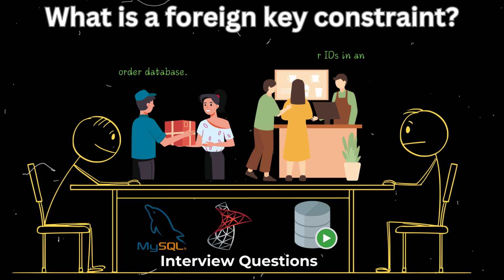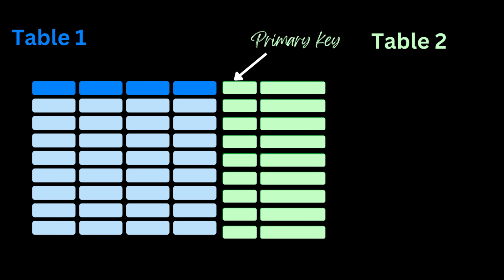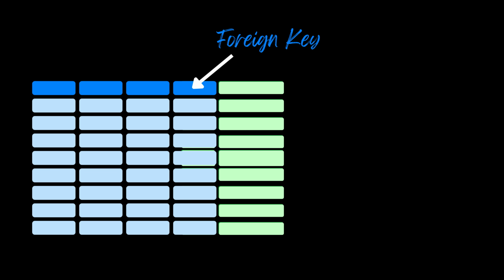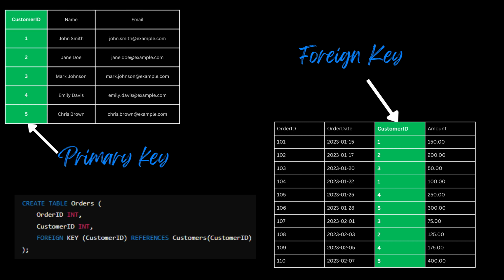What is a foreign key constraint? A foreign key constraint links two tables together. It ensures that the value in one table matches values in another table. In an online store, each order might reference a customer. The customer ID in the orders table is a foreign key that links each order to a customer in the customers table.